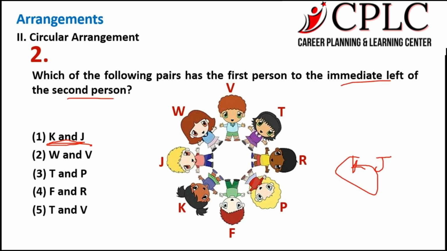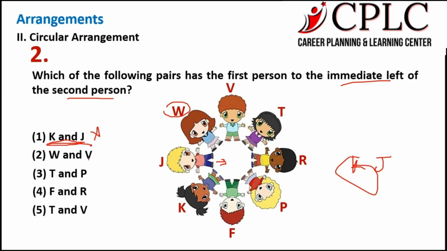So if I look at J here, J is facing also inside, and I already know that facing inside, left has to be clockwise direction, and clockwise is this direction. So J's immediate left position has been occupied actually by W, but answer option says it has to be K, which is not there. So that means this answer option cannot be the correct one.